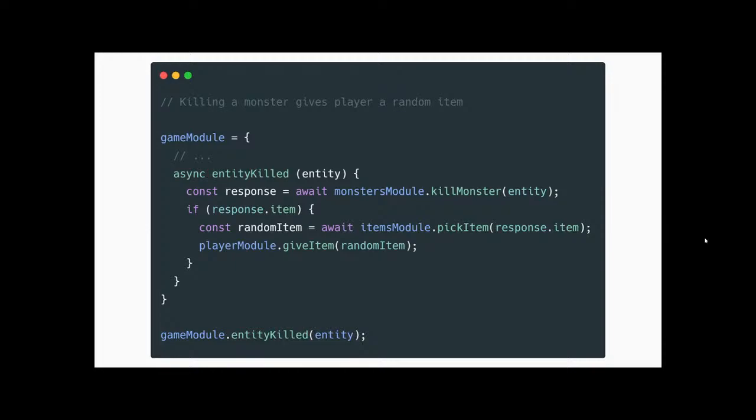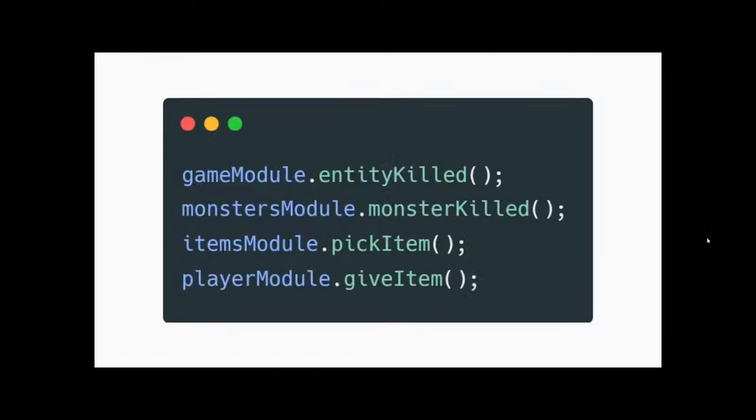Now, this might sound a little bit complicated, but it is basically this, if we remove all the noise. We have 4 modules, and those 4 modules have 4 tasks, one per module. We kill the entity, the monster, and then we check for that monster if there is any loot. Then we pick that item.